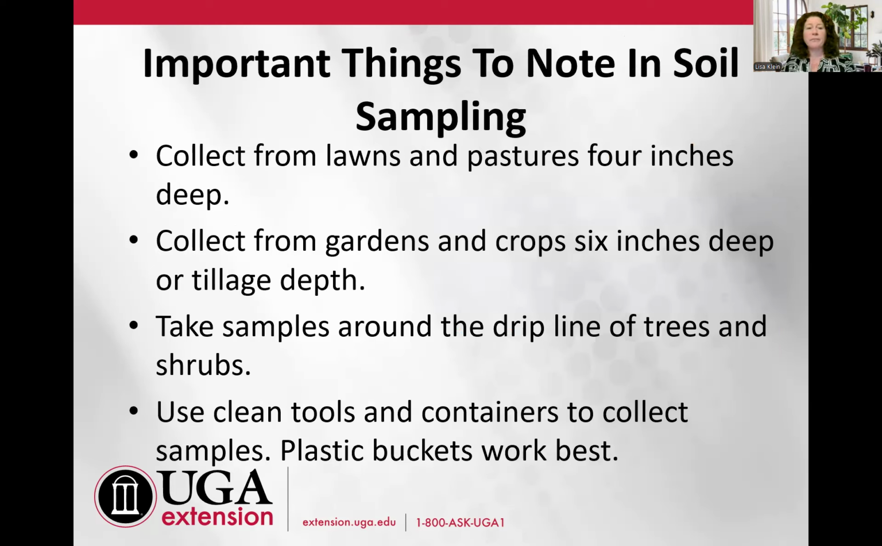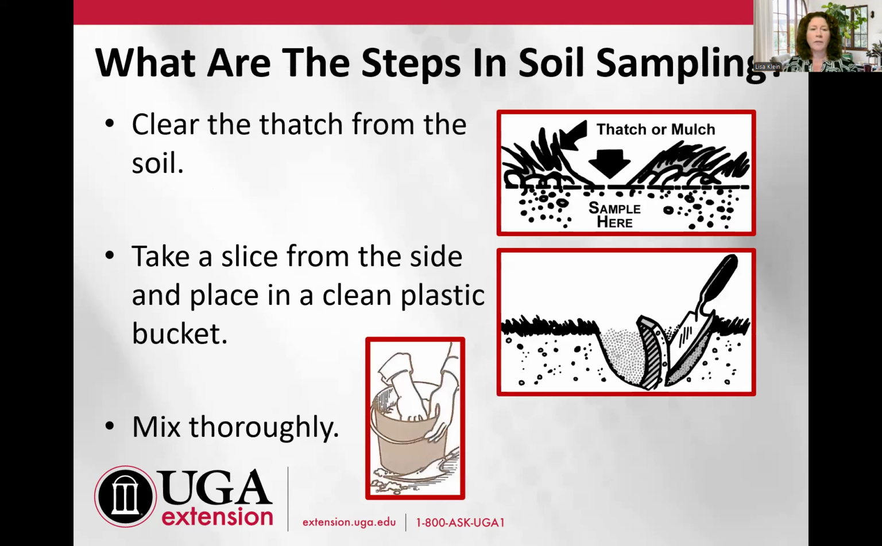So some things to note: lawns, pastures, 4 inches deep. Gardens and crops, 6 inches deep or as deep as you till. For trees, bushes, like blueberries or things like that, go out to the drip line or where the root system is going to absorb. So that's important. And then always use clean tools. So wash that bucket out, hose that shovel down. You want it clean, okay?